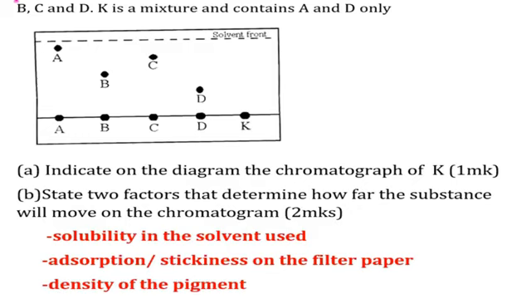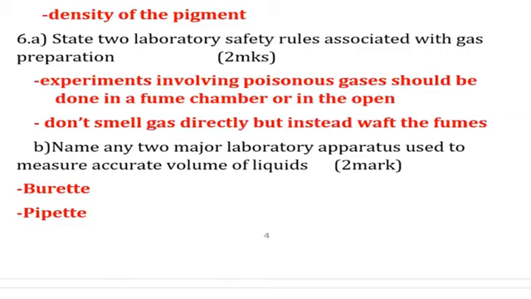B, absorption or thickness on the filter paper. Next, density of the pigment. Number 6, state 2 laboratory safety rules associated with the gas preparation.